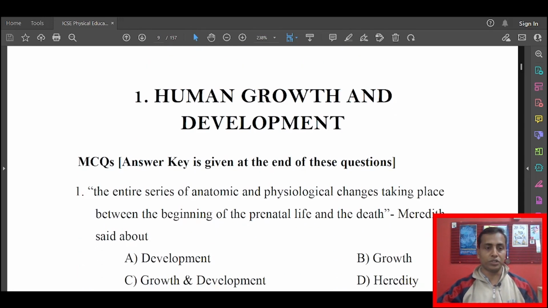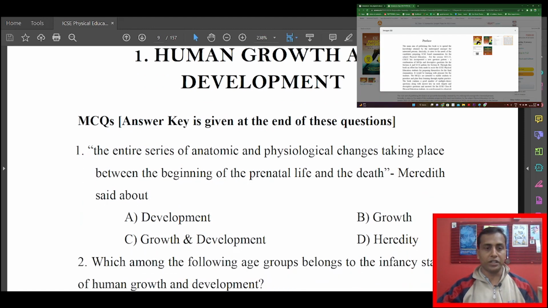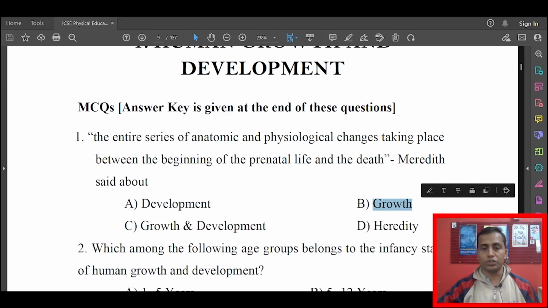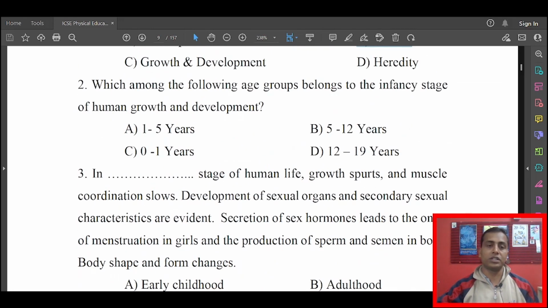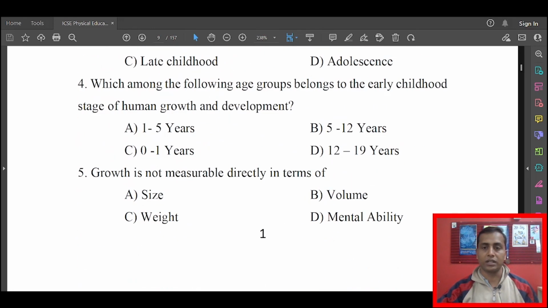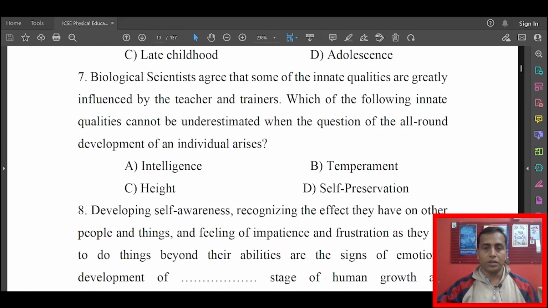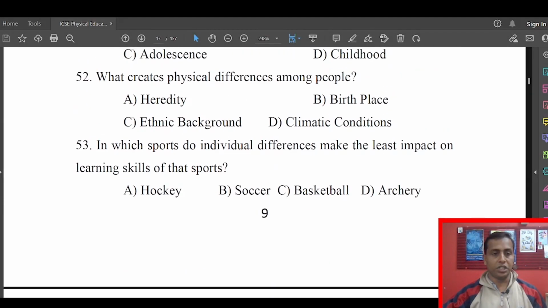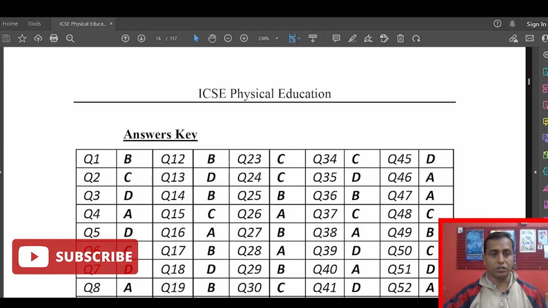As you can see, MCQ questions have been given. The first question: the entire series of anatomic and physiological changes taking place between the beginning of prenatal life and death, it was said by Meredith about what? Development, growth and development, and heredity. It has been said about growth. The answer key you can also see. Another question: which among the following age groups belong to the early childhood stage of human growth and development? Options have been given, and the answer key is given at the end. Total 53 questions are there for MCQ.